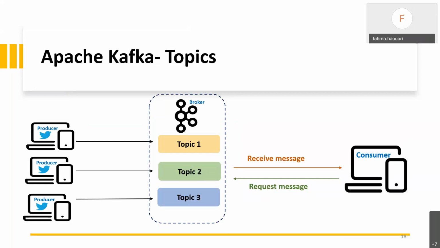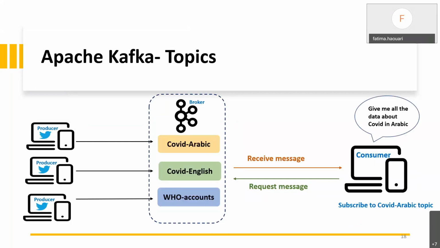So for example, let's say I have three producers. Each producer is listening to the Twitter stream, but I want this producer to only listen to tweets in Arabic about COVID. So I specify that the producer will send this kind of tweets to a topic called COVID Arabic. Similarly, I have another topic called COVID English, which has only tweets in English. And I will implement a consumer application. Let's say I want to do sentiment analysis for COVID Arabic tweets. So I will configure my consumer to be subscribed to only COVID Arabic, and it will receive only these tweets and do some analysis.